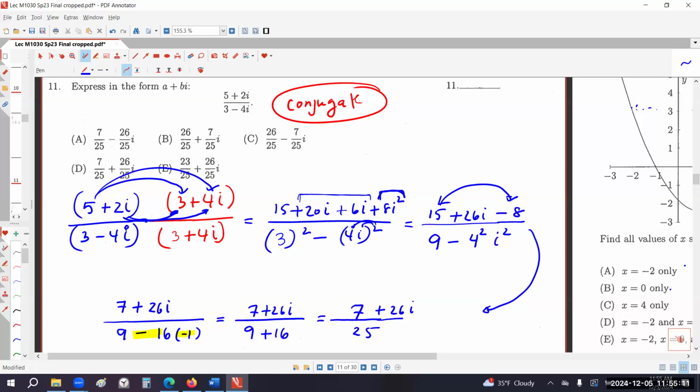So which one is our answer? D? 7 over 25 plus 26 over 25i. 7 over 25 and 26i over 25. So in the final exam, you're going to do the exact same thing. Show your work and circle the correct choice. Either you circle or you simply write on the top. And make sure you circle the correct one, not the wrong one. Any questions?